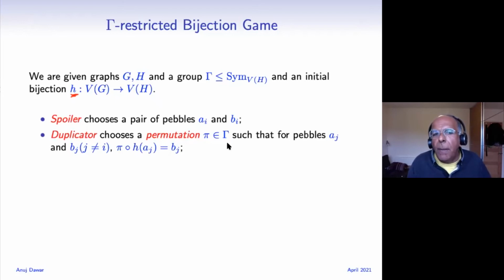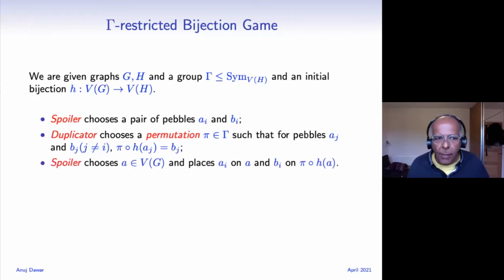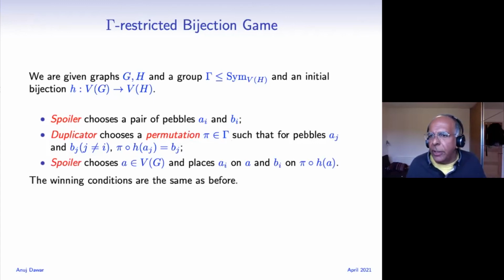Okay, so note in particular, if gamma is the full symmetry group, then this is any bijection, so that we're back in the original bijection game. What we're doing here now is restricting duplicator to some subset of bijections given by gamma and this initial bijection. And the rest of the game proceeds as before. Spoiler chooses a pair of pebbles. Winning conditions are the same as before. So the game carries on, except the whole point is that duplicator is not allowed to play arbitrary bijections, but those restricted to some, if you will, sort of affine subspace.